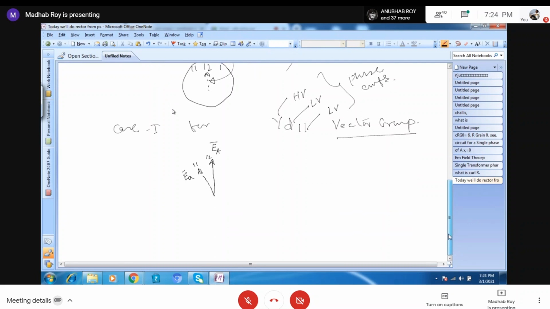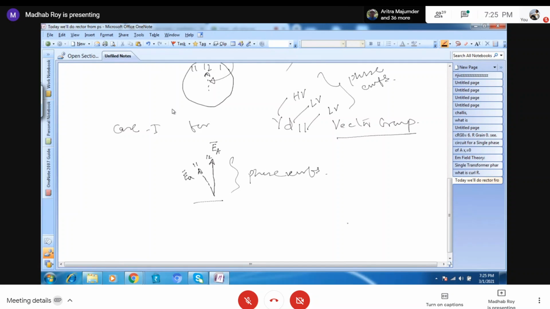Now in this case, this is the basic idea for corresponding phase. So that means A phase high voltage will be along 12, then A phase of the low voltage will be, and all will be phase voltage. Then what will be the other phase? Then we can draw now the actual connection, so that you can understand the meaning of this.